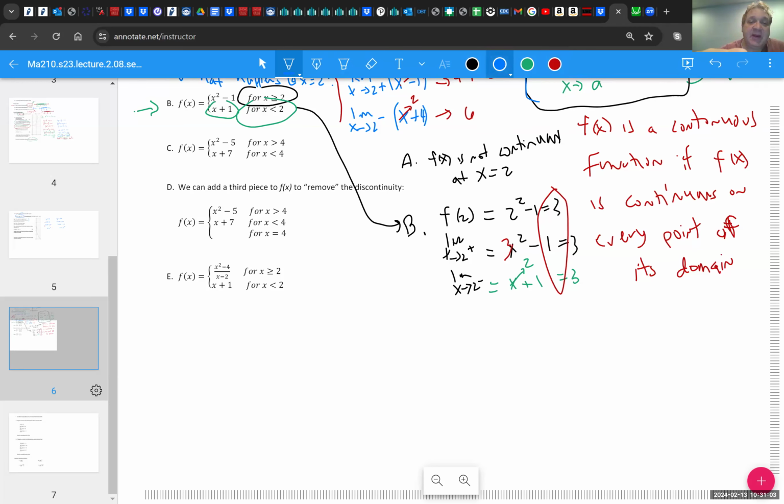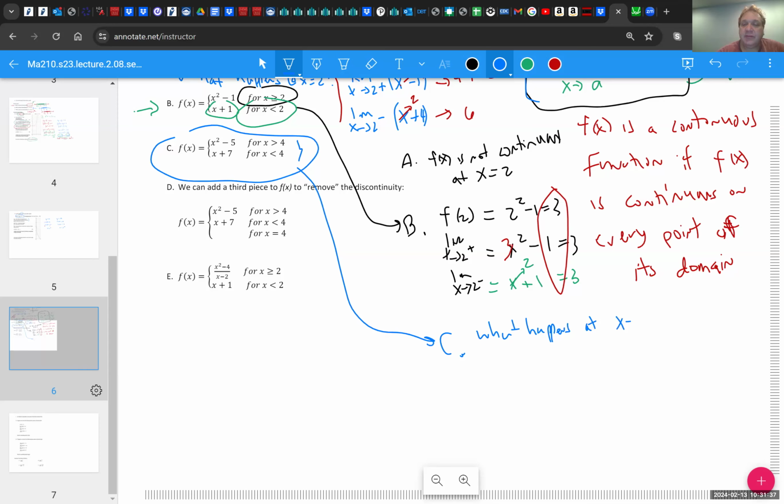Okay, next up is this example C, where I've changed up the functions just a little bit. x squared minus 5 for x greater than 4, and x plus 7 for x less than 4. So for part C, 4 is the point where they switch. It's a parabola, and a line on the left, I guess, and lines are continuous for the most part. Parabolas are continuous for the most part. The thing we're wondering about is 4. What happens at the 4? So what happens at x equals 4?